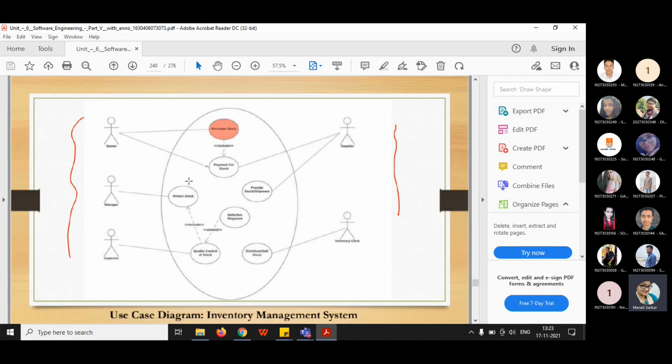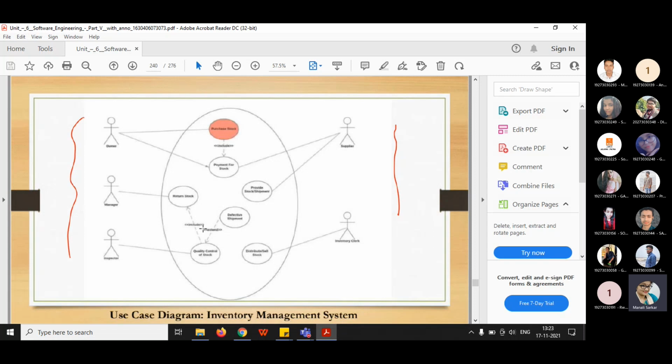Okay, so payment for stock. Next is manager. Another use case is return stock. The manager is related with return stock, and quality control of stock is also related with return stock, with the include relationship.